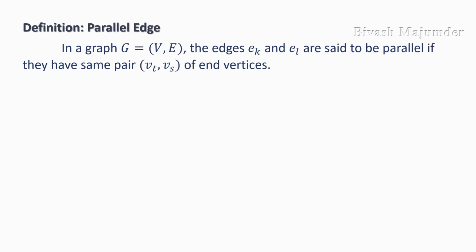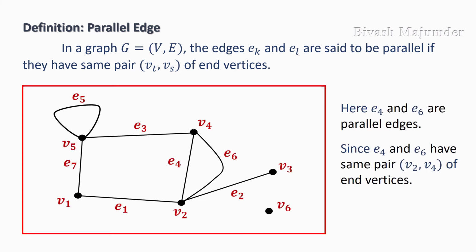Now, we look into the definition of parallel edges. In a graph G, the edges ek and el are said to be parallel if they have the same pair of end vertices. In this picture, you can see parallel edges E4 and E6.